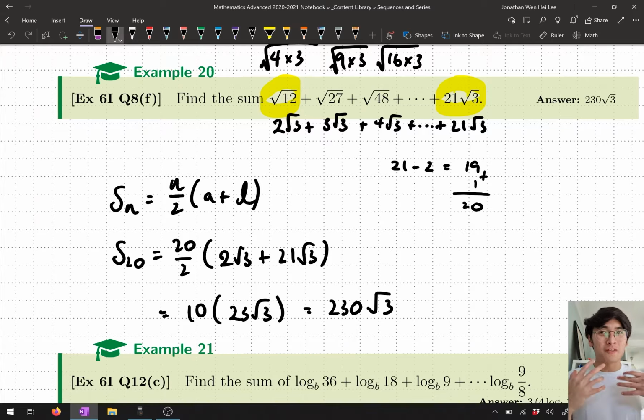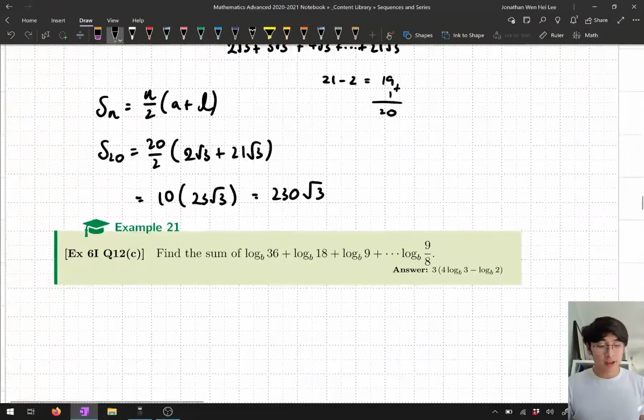Here we actually need to do a few additional steps to get to showing that this was an arithmetic progression. A hidden arithmetic progression. Okay, next example.